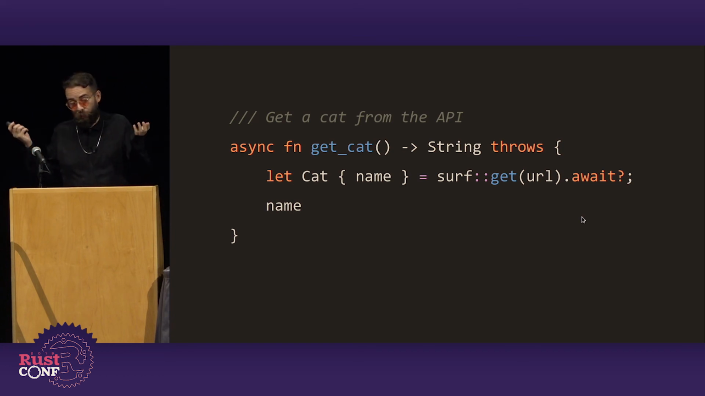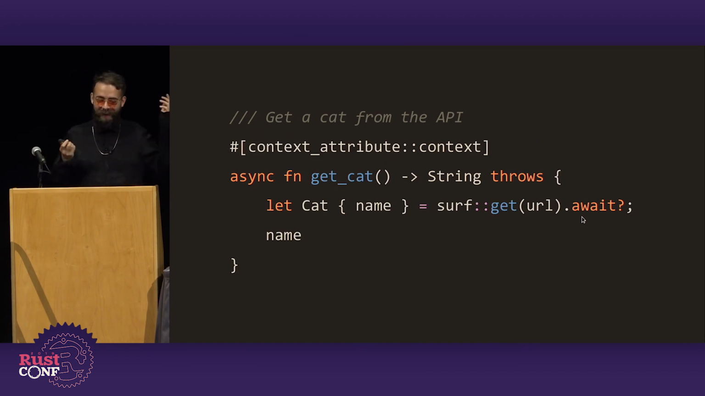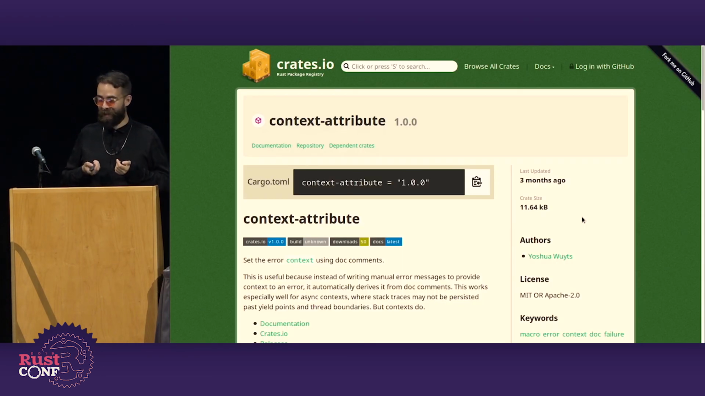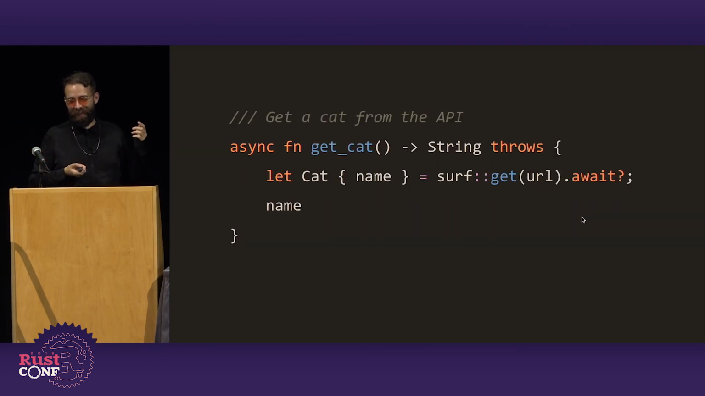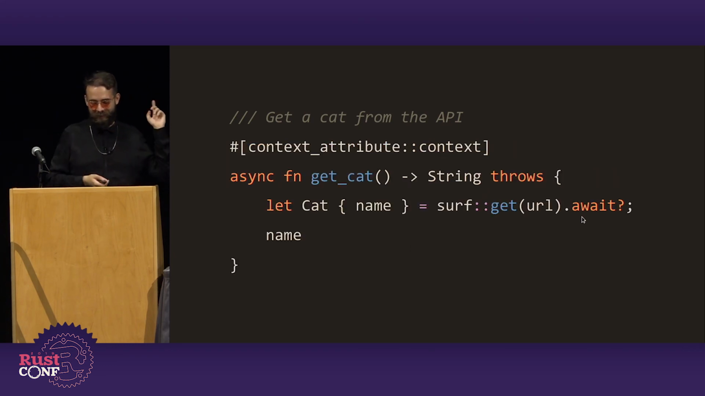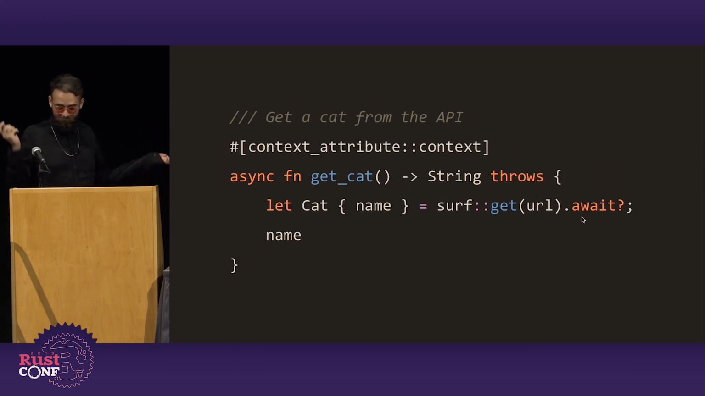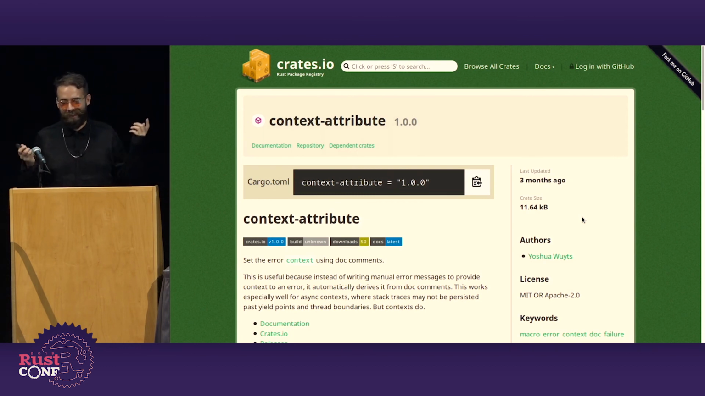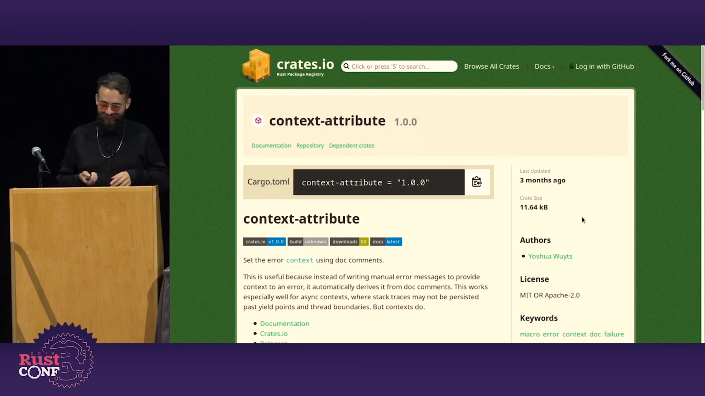So what would be really nice is if we could just define it like this, where you say, hey, what's the context for this function? It's just the doc comment up there, which says get a cat from the API. This works today. So instead of writing all that .context code with failure and the whatnot, you can use this thing, which will add that for you using just doc comments. It's called context attribute. You can get it from crates.io. I think this one's reasonably solid. It will not break your code, I hope.